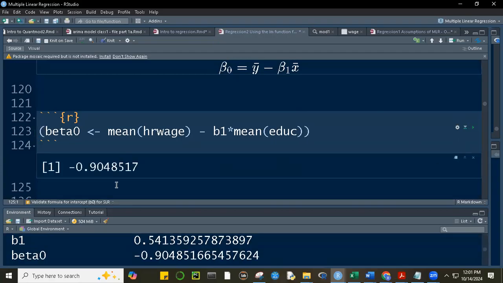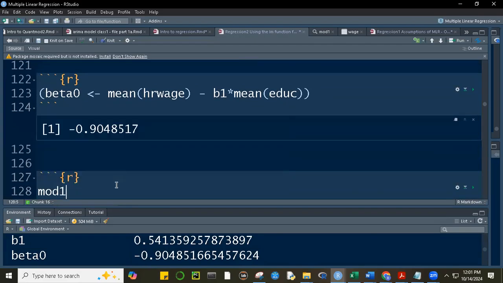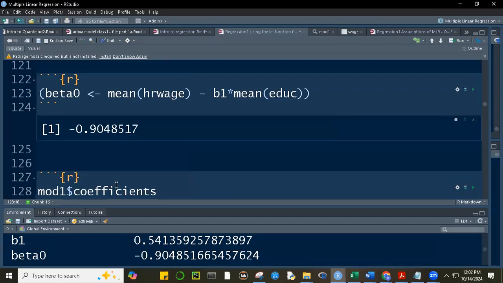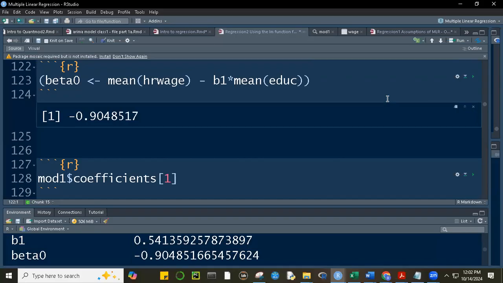Okay, so it's -9. Check lang natin, Control Alt I. Yung mod 1, okay, kanina ginawa natin dollar, and then coefficients, and then yung first one, 1. Yung first kasi na value doon is your intercept. Control Enter. Okay, there. So parehong-pareho, no? So we were able to show that yung formula naman ng slope, ng intercept is just the mean of your dependent variable minus the slope times your independent variable.